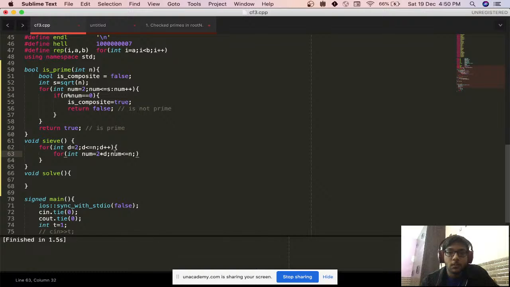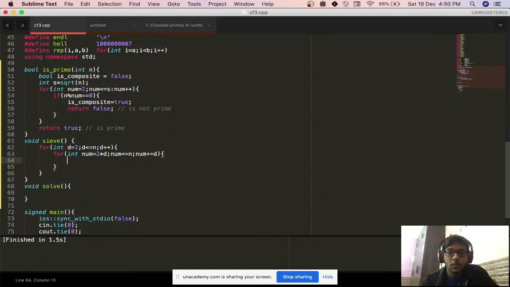And since we are iterating over multiples, remember this is very important. Maybe you have a typo or something, but don't miss this: num plus equals d. Why? Because we are jumping over multiples. So we have 2d, then 3d, then 4d, and so on. Every time we increment by d, because we are running over multiples.